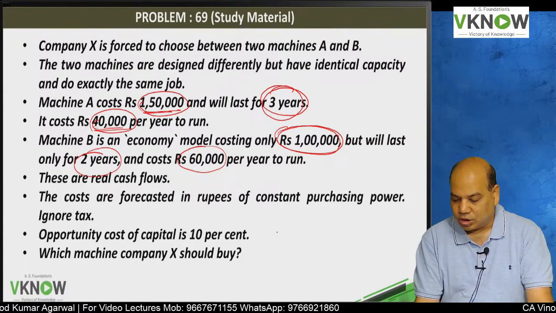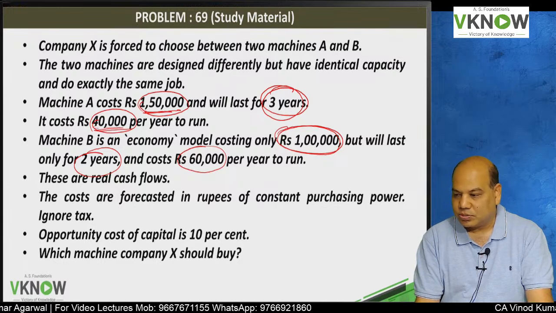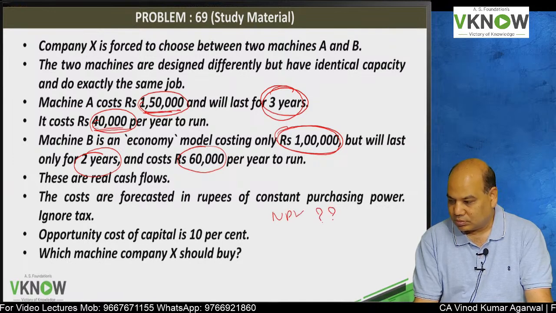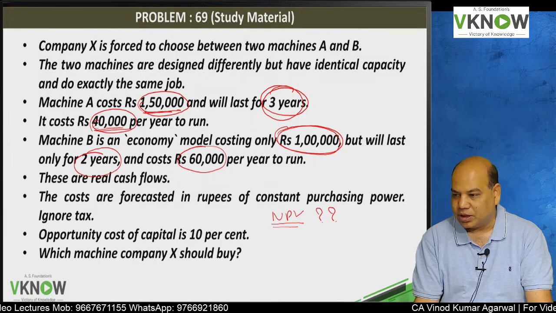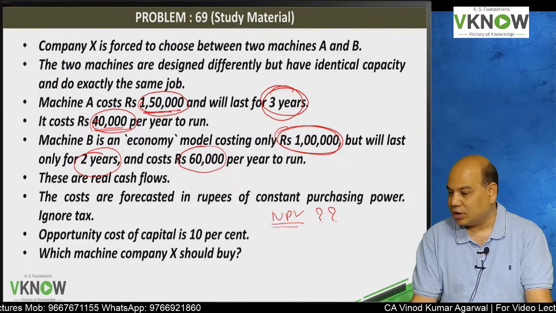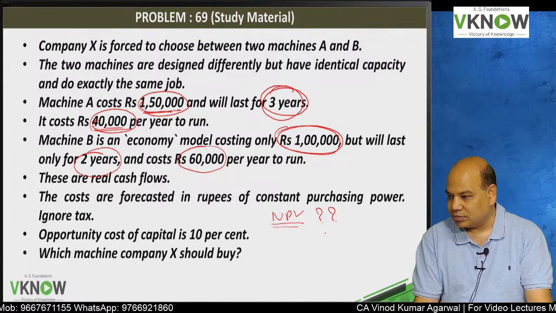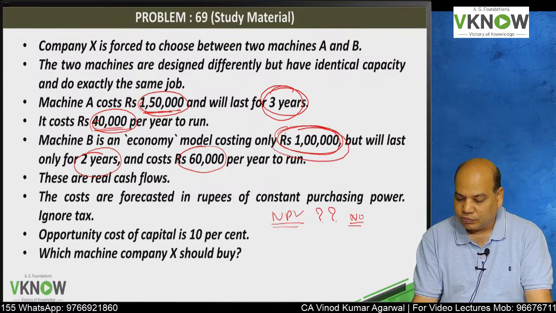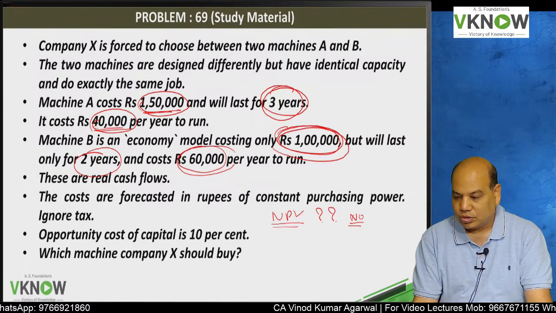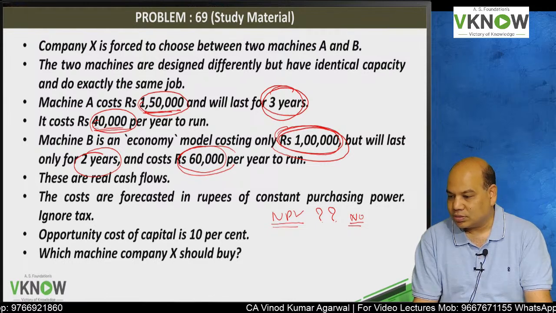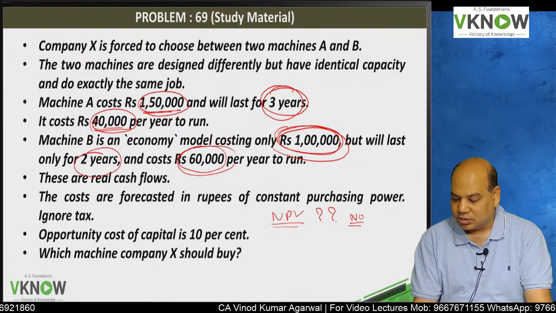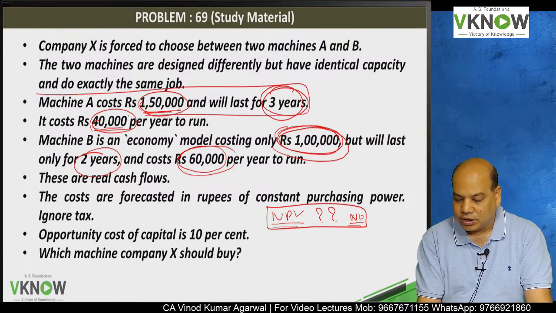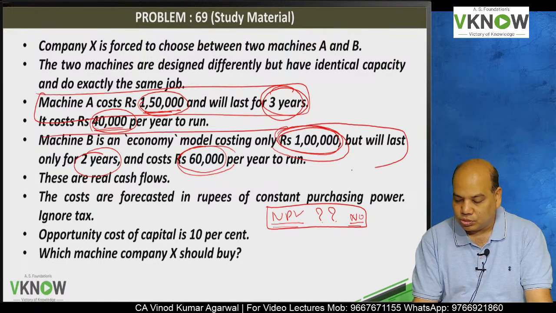So how do we compare the two machines? Which method will you apply? Can you apply NPV method when you are comparing two options with different life? The answer is no, because if you apply NPV method, the PV of cash outflow of machine B would be lower. It has only 2 years, and you will say machine B is better, but that is not a correct comparison. You will use machine A for 3 years and machine B for only 2 years.